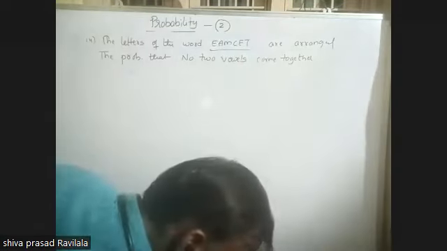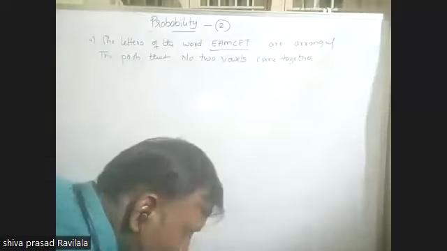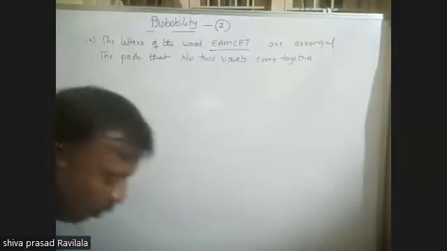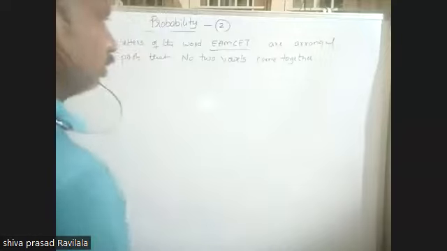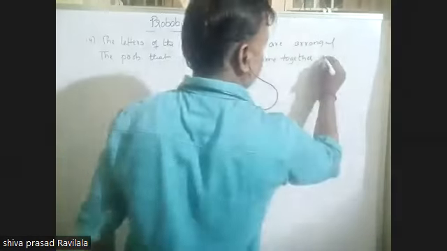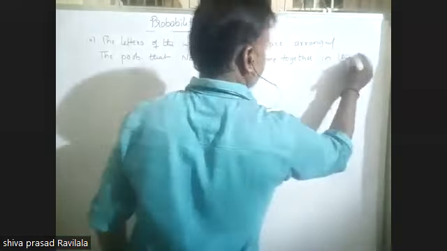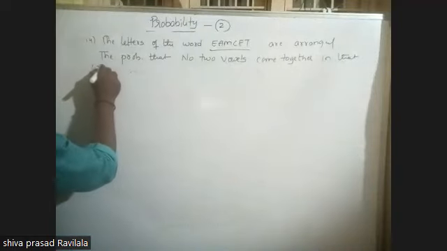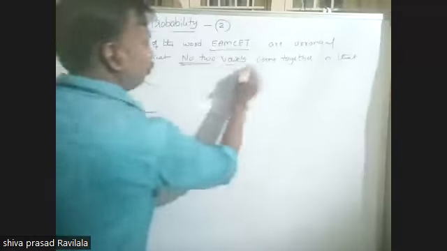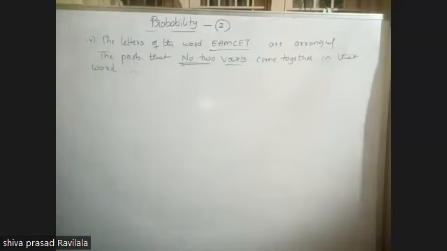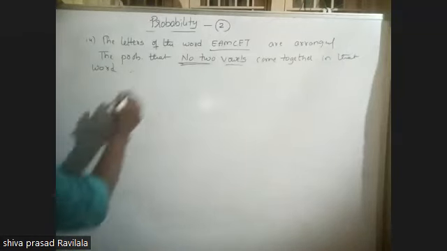No two vowels come together in that word. Not come together. No two vowels. ఏ రెండు vowels కూడా పక్క పక్కన ఉండకూడదు అంటారు. Okay, already I explained that word EAMCET.